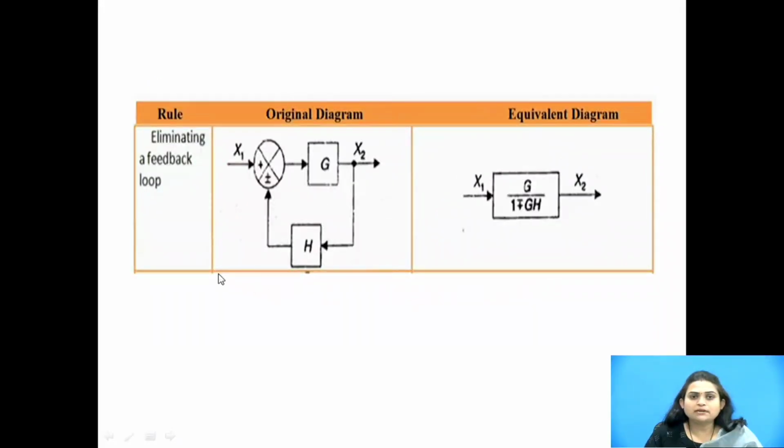The next rule is eliminating a feedback loop. In the feedback loop, there is one summing point, a takeoff point, and one transfer function in the forward path and in the feedback path. This can be converted into an equivalent diagram like G upon 1 minus plus GH. Here a plus minus sign is there. If plus is there, we take minus, and if minus is there, we take plus. So this closed feedback loop can be converted into a single block G upon 1 minus plus GH.